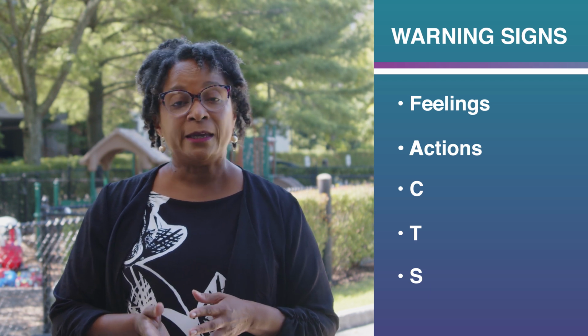A denotes actions. Actions include things like trying to get access to a gun or pills, behaving recklessly, or increasing alcohol or drug use. It can also include showing aggressive behavior that's inconsistent with the student's previous demeanor, self-harming behaviors, or being involved in bullying behaviors. Looking online for ways to die is something new that has been added to this category.